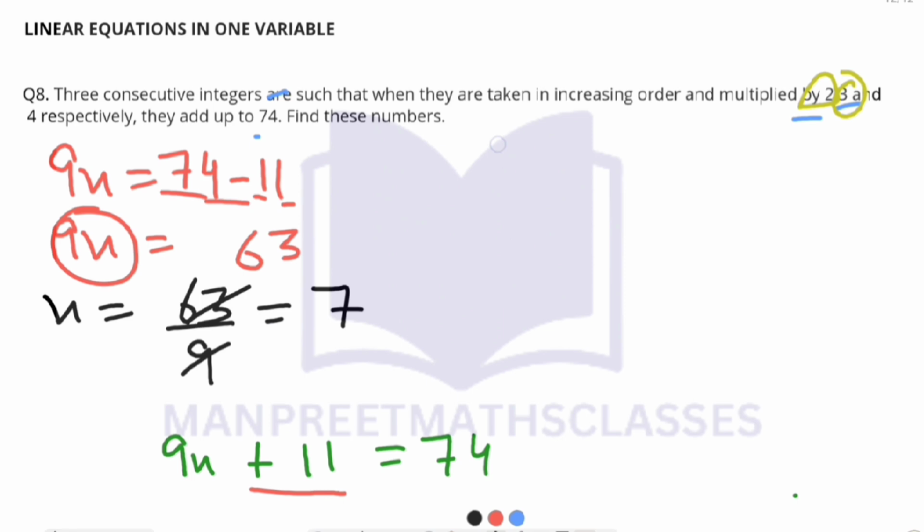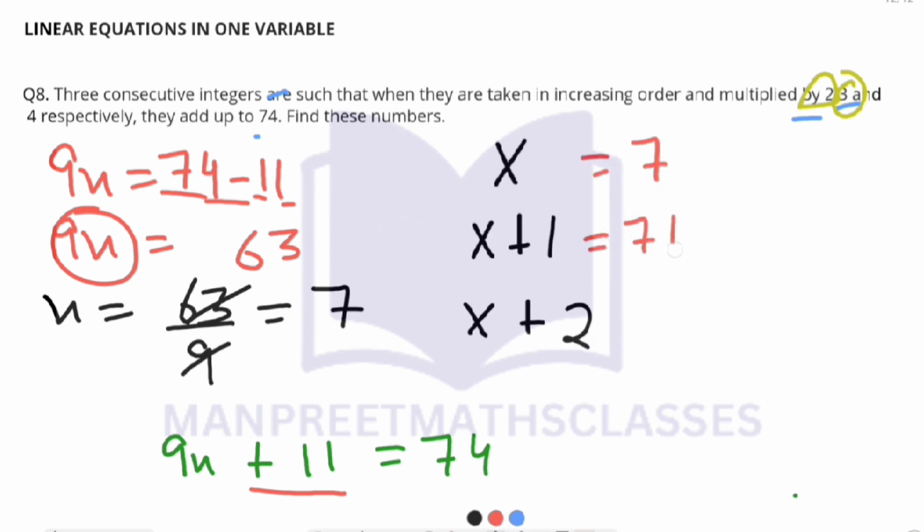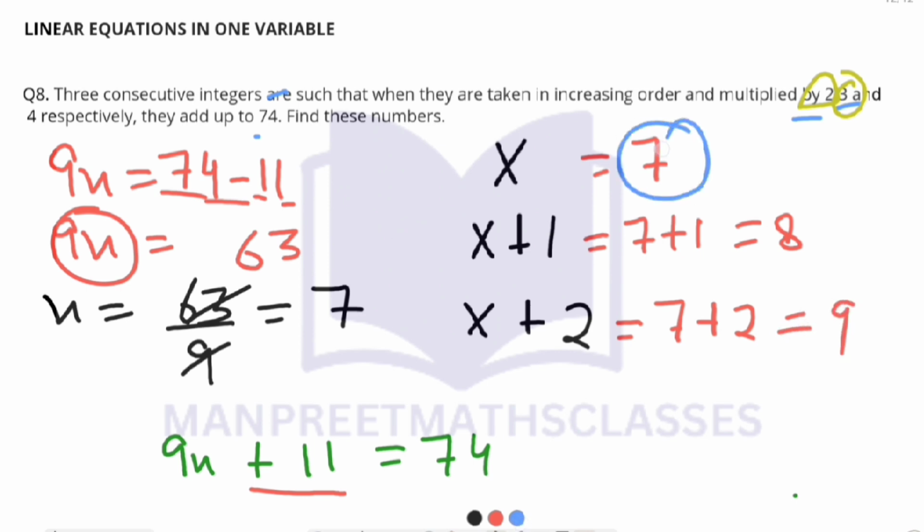So x की value क्या आ गई 7 and we need to find the value of 3 numbers. And what were the numbers? x, x plus 1 and x plus 2. So value of x is 7. x plus 1 means 7 plus 1 8 and x plus 2 means 7 plus 2 9. So 3 numbers which we need are 7, 8 and 9. I hope ये questions आपको clear है.